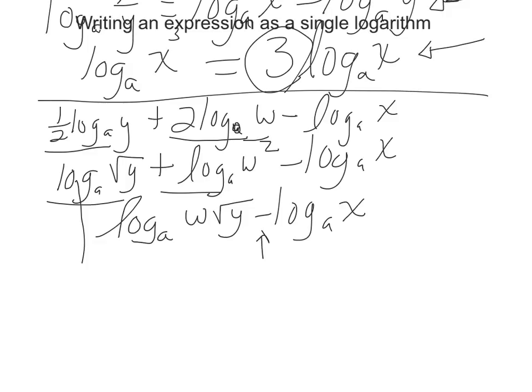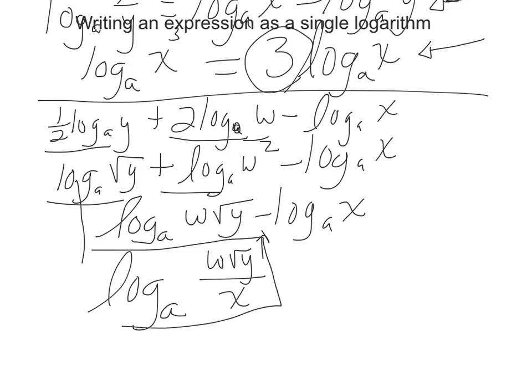So the last step in this here is, notice now we have subtraction in between. Subtraction, according to our properties, means that we can put a fraction bar or a division bar. So now we're going down to one log, still base a. The w squared times the square root of y goes on top, the x goes on the bottom. So we've taken a really messy logarithmic expression and converted it down into one single logarithm using the properties.